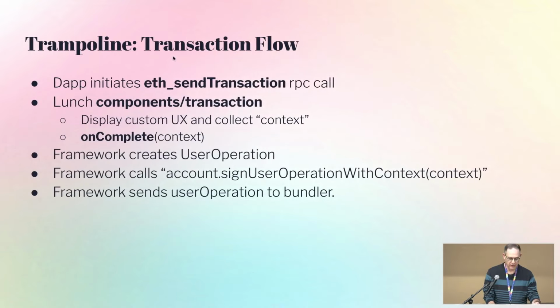And if we look, we'll see a transaction in a moment. The user sends a normal send transaction from its application, through Web3JS or through Ethers, or directly. This transaction is captured by the wallet, the trampoline wallet. It calls the transaction component. It can display information to the user. And then when it completes the transaction, it continues, creates a user operation, the account abstraction transaction, gets signed and sent on-chain.